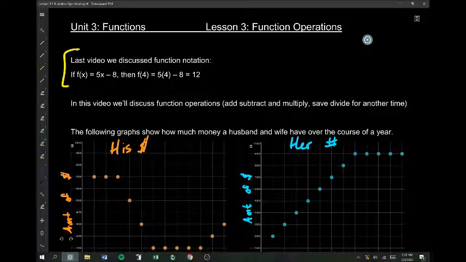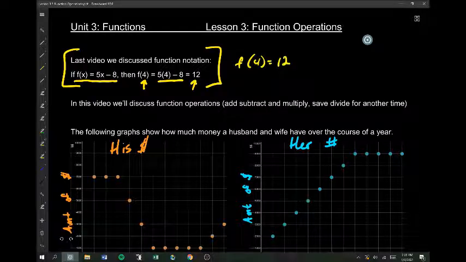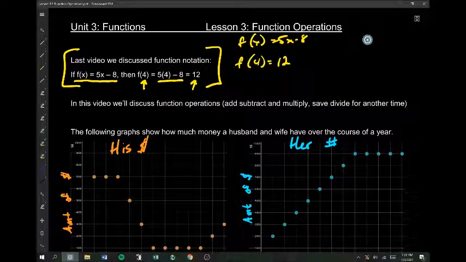Last video, we discussed function notation, where if you have a function like f of x, you can plug a number in for x and calculate the output. So we have an input of 4 and an output of 12 if our function was 5x minus 8. Remember, f of x just means y. And we've talked about how functions can be written as maps, rules, which means equation, tables, and graphs.